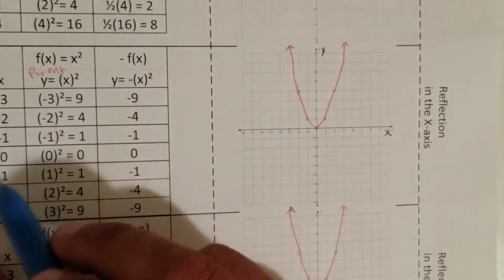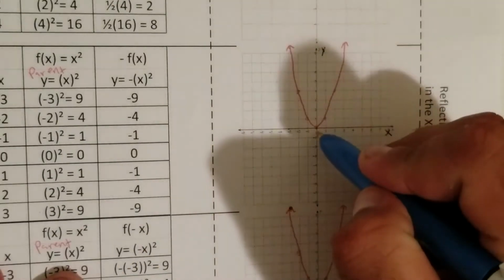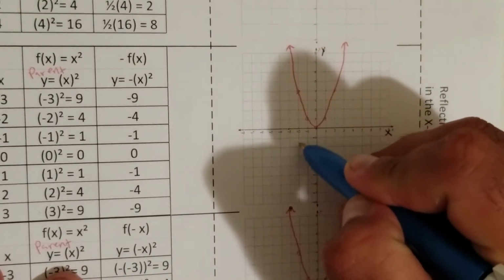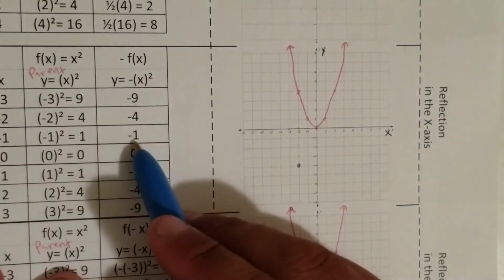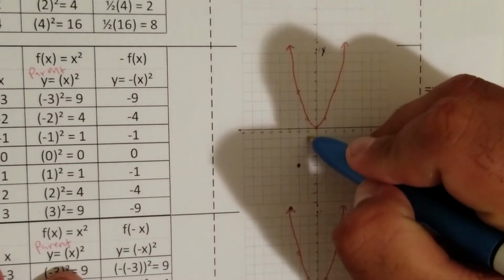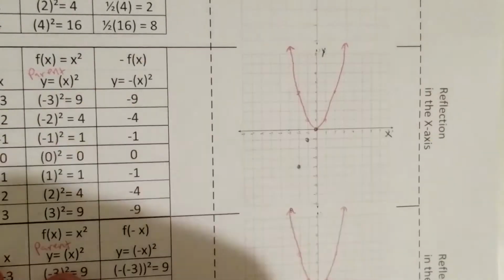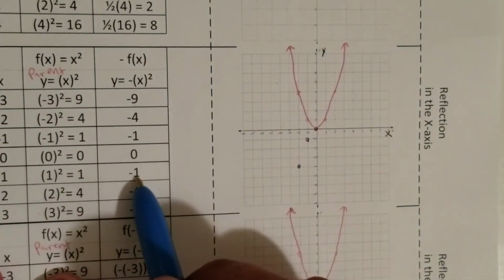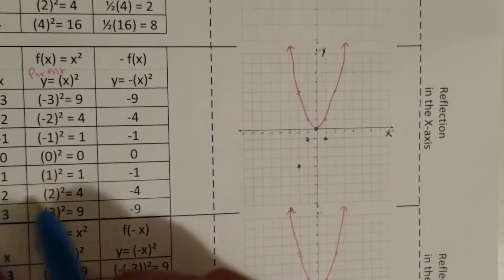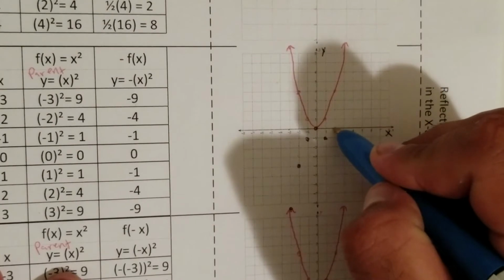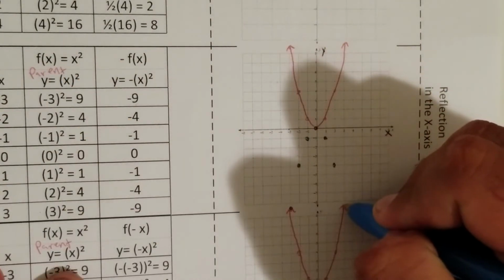Then we're going to go negative 2. Negative 2 went to 4, but we're going to multiply it by negative. So negative 2 goes to negative 4. 1, 2, 3, 4. Our negative 1 now goes to negative 1. 0 goes to 0. 1 times negative 1 goes to negative 1. 2 goes to negative 4. Positive 2, negative 4, and 3 goes to negative 9, which is about right there as well.